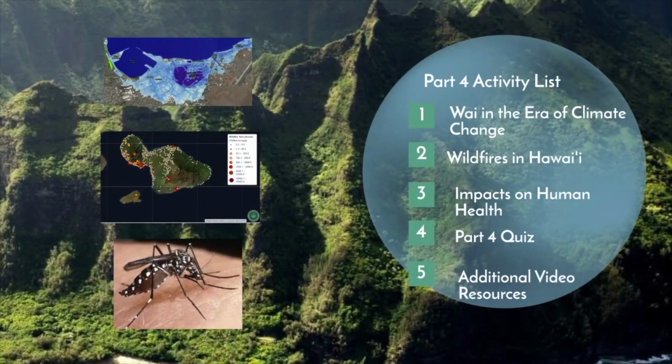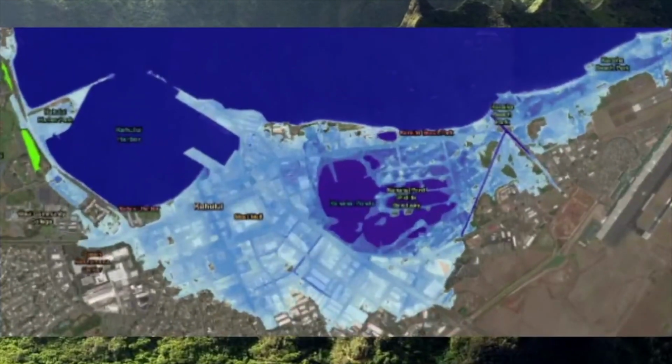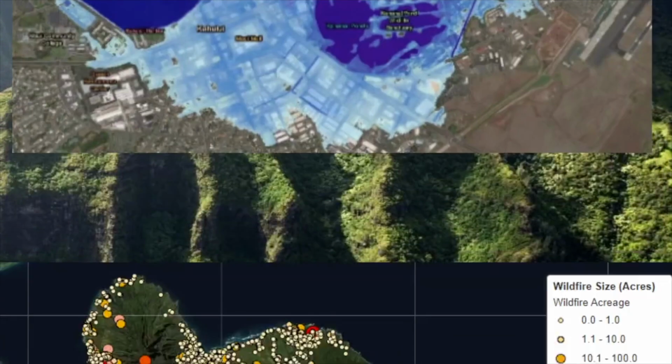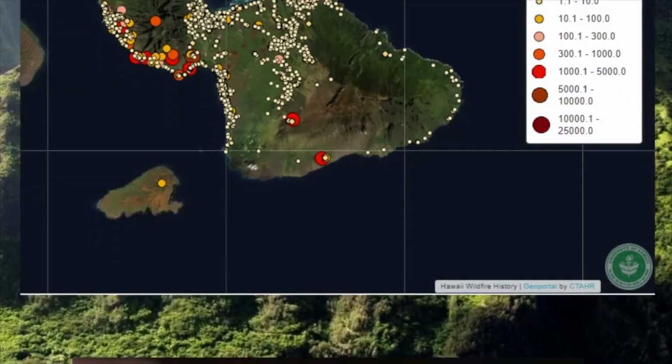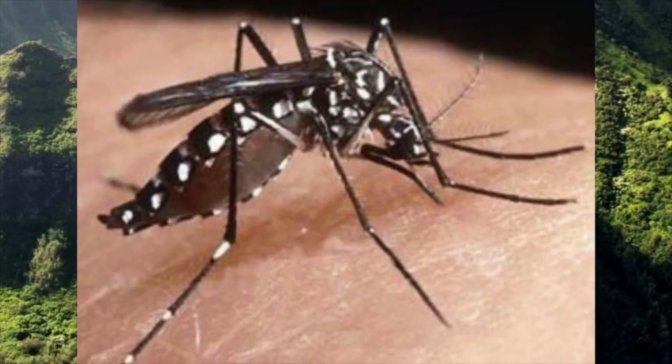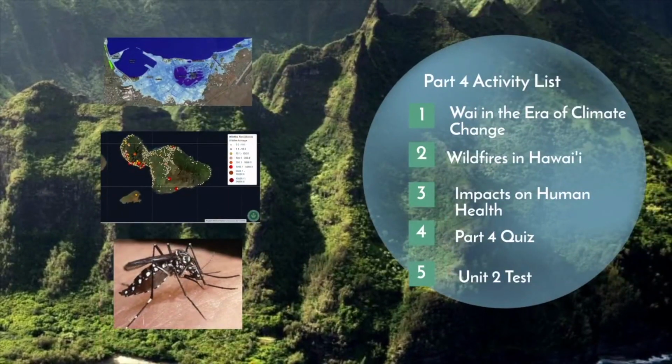In the first activity, Vi in the Era of Climate Change, we'll learn about how freshwater sources in Hawaii are being impacted by climate change. In the second activity, Wildfires in Hawaii, we'll look at Hawaii's wildfire history and what communities are most at risk. In the last activity, we'll explore how climate change affects human health. Complete the Part 4 quiz and wrap up the unit by taking the Unit 2 test.